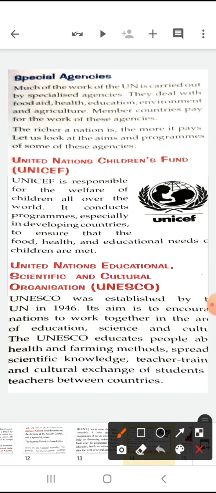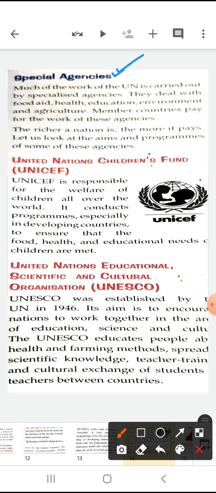Next, we have special agencies. Much of the work of the UN is carried out by specialized agencies. These are the special agencies made by the UN. They deal with food aid, health, education, environment and agriculture. Member countries pay for the work of these agencies. The richer a nation is, the more it pays.